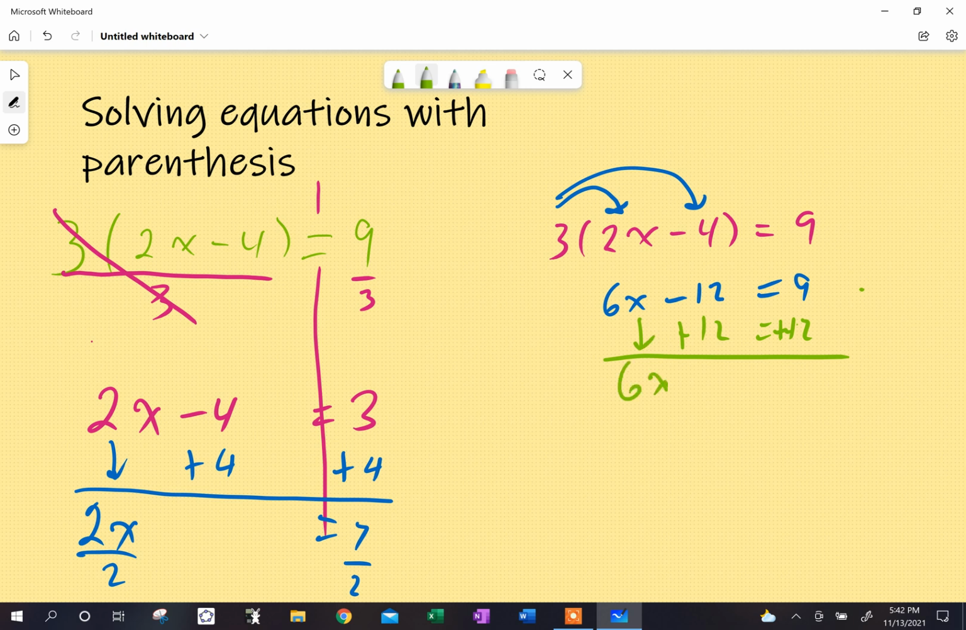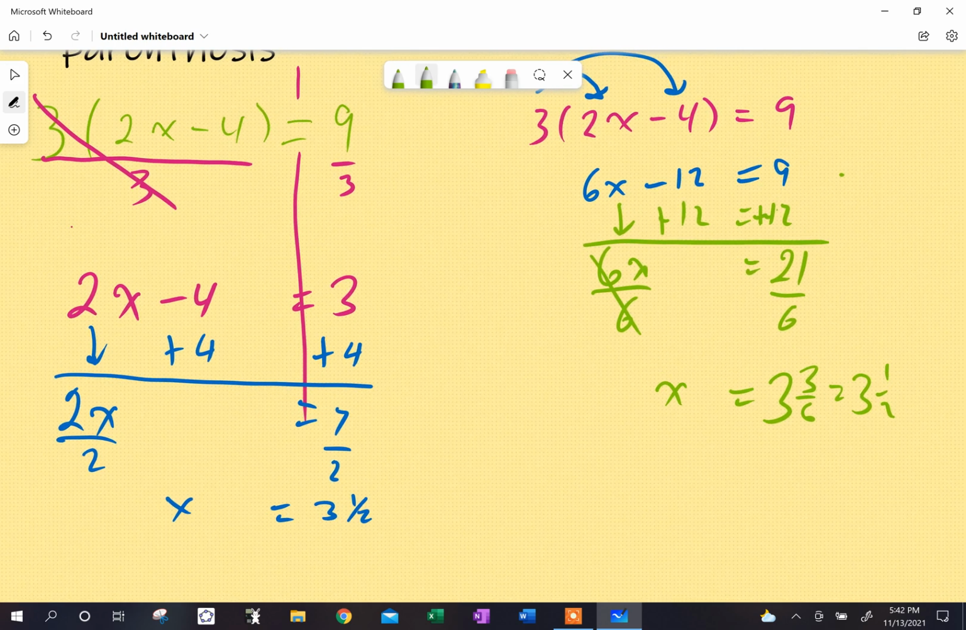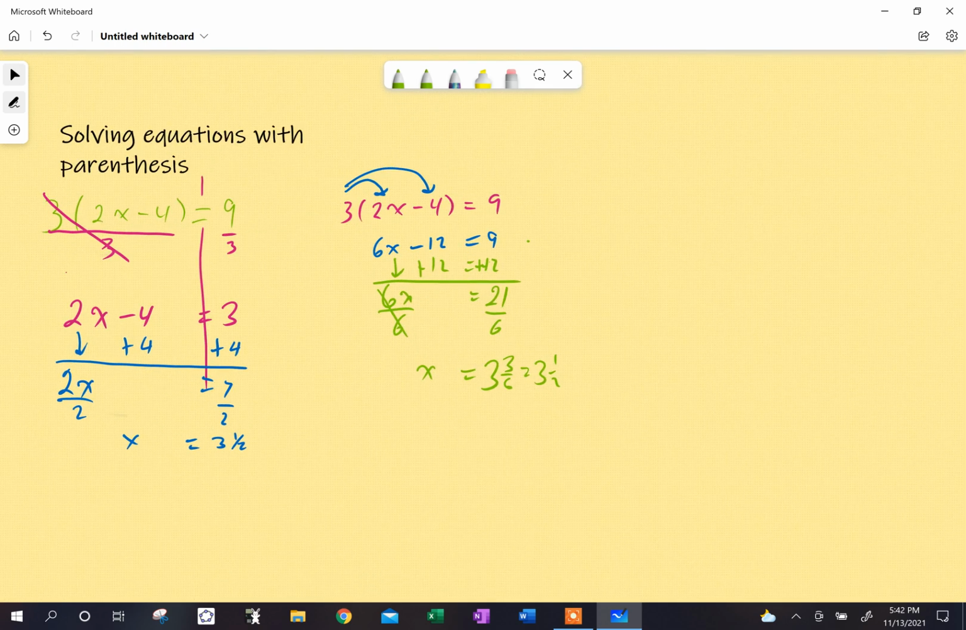I get 6x equals 21. Divide both sides by 6. And we're going to get x equals, 6 goes into 21 3 times, 3 left over, 3 and 3 over 6, which is really the same as 3 1/2, which is, you'll notice, the same as when we divided first, right?